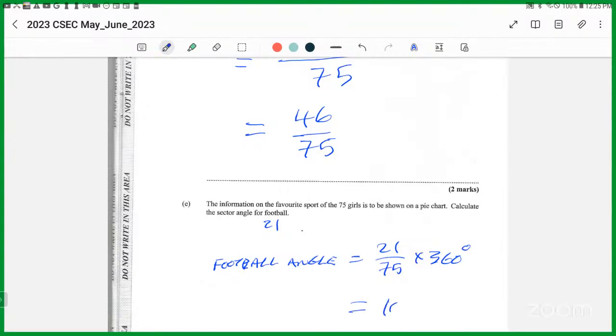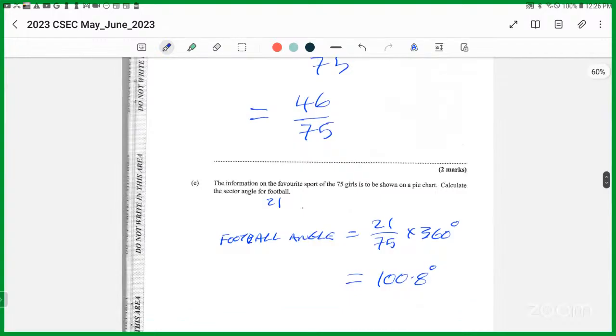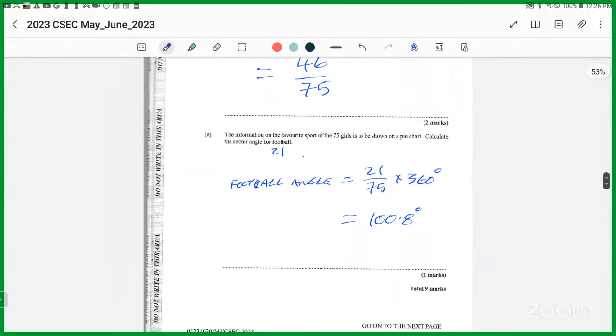That's 100.8 degrees I'm getting. That's the answer. That's a sector angle. Because football is 21, so it's a fraction of the students. And that football is multiplied by the total angle in the pie chart, 360. All right, that question is done. Nice and easy. Very good.